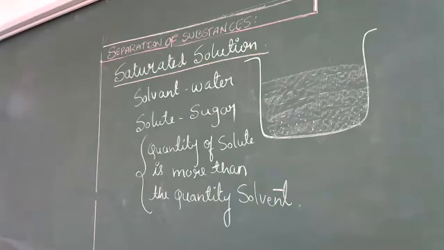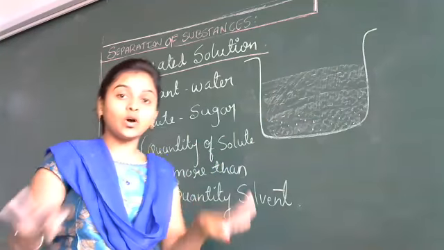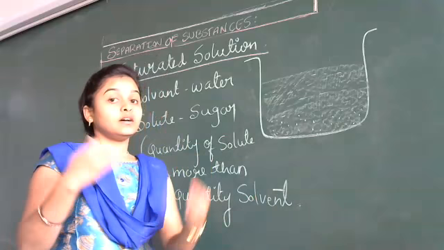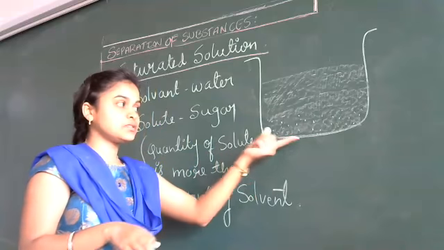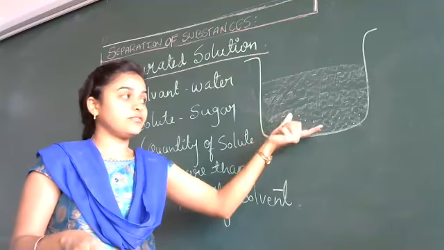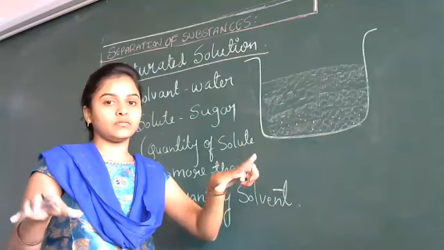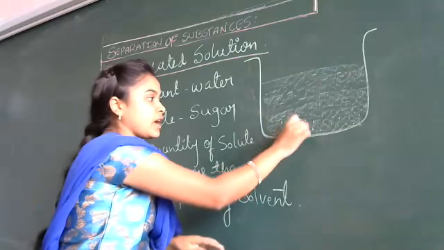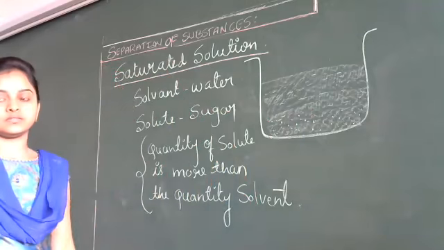Understood? Yes, ma'am. Anybody having doubts? The solution which cannot dissolve any more has a large amount of solute in it. If we add 40 more spoons of sugar to this solution, it will not dissolve. The sugar will remain as it is. Such a kind of solution we call a saturated solution.